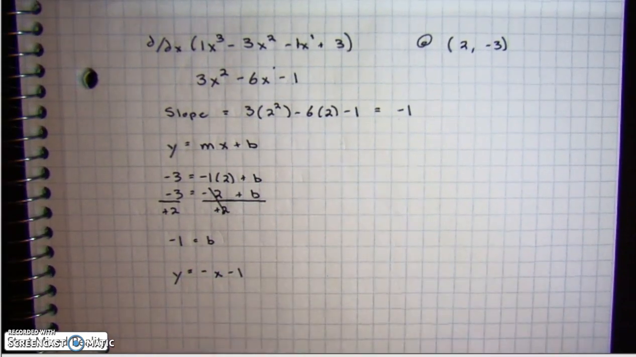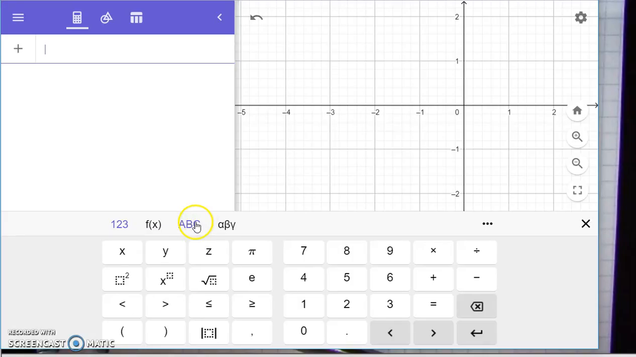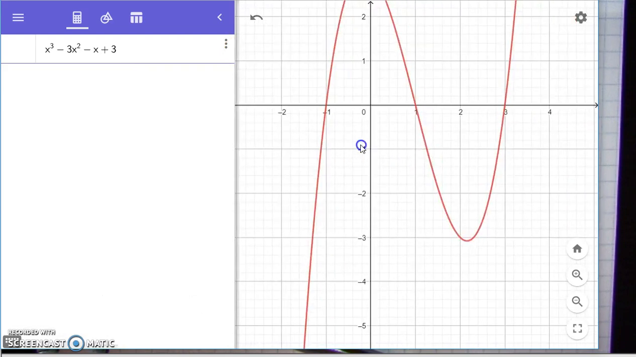And now I think I've still got the graphing thing on here. Let me, yep, okay. So let's just plug it in and see if it works. So we've got x cubed minus 3x squared minus x plus 3. Okay, so there is our equation. And we're looking at the point (2, -3). So there it is right there.